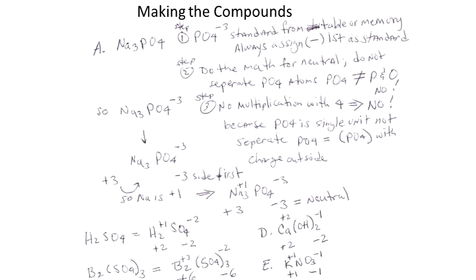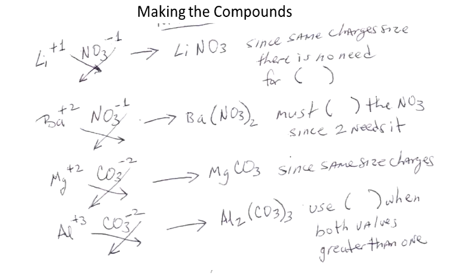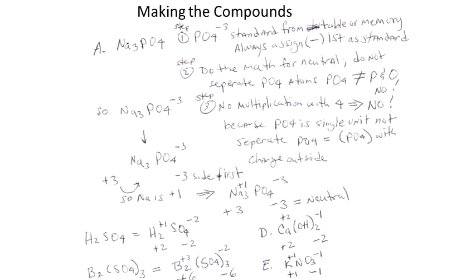So, to recap, when we crisscross the charges, we don't need parentheses if the charges are the same, but if the charges are not the same, you might need a parenthesis. Okay? When we assign the charges, we always start, absolutely always start, no matter the day of the week, you always start with the negative side, look at the chart, figure out what it is, assign it, then do the basic simple math to get the positive side.